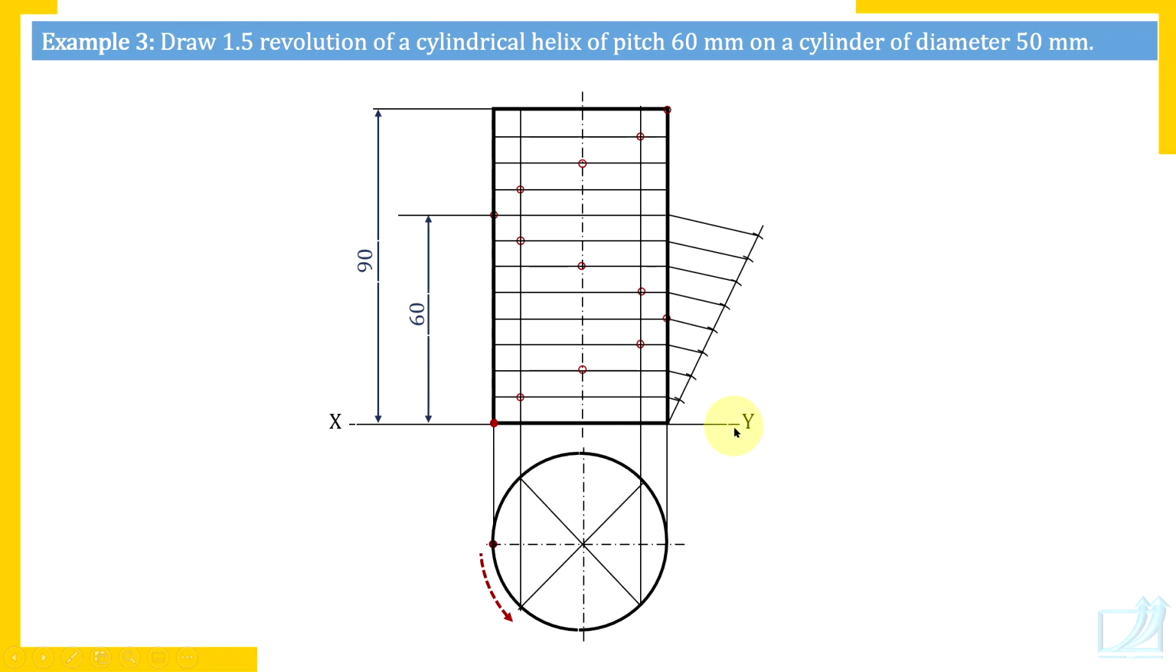And join all these points. It is the 1.5 revolution. So in the first half it is moving on the front side of the cylinder from left side boundary to right side boundary, that is the first half, and it is visible. The next half is hidden because it is on the back side, and then it continues on the front side further, so the front portion is visible. So this is how we have completed the helix. Thank you.